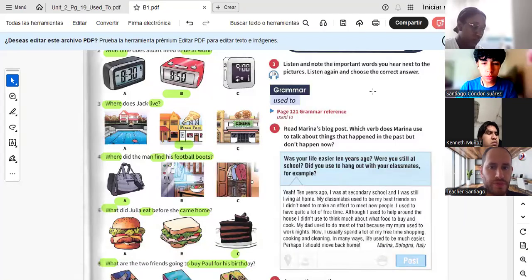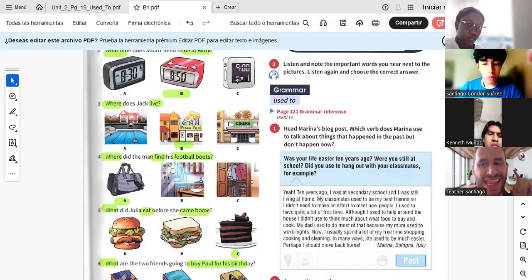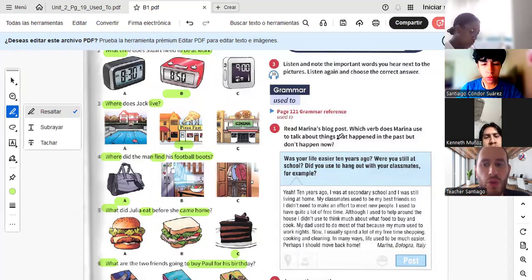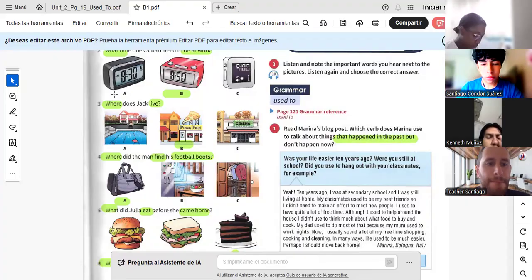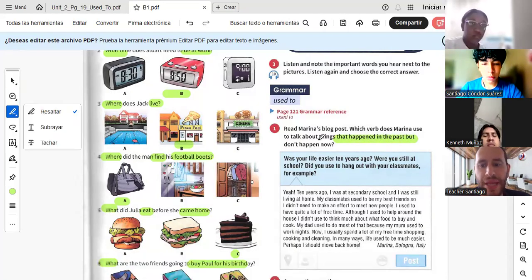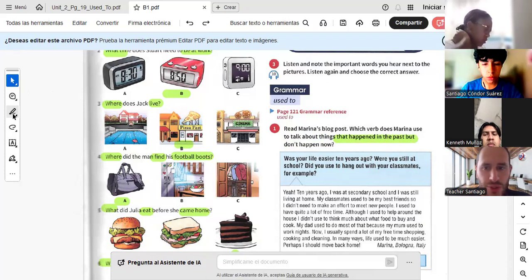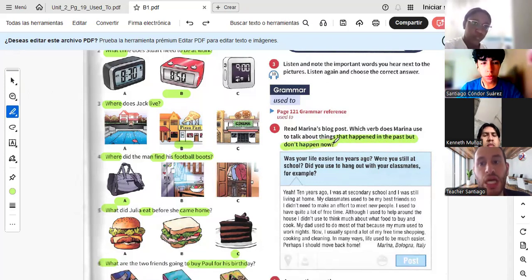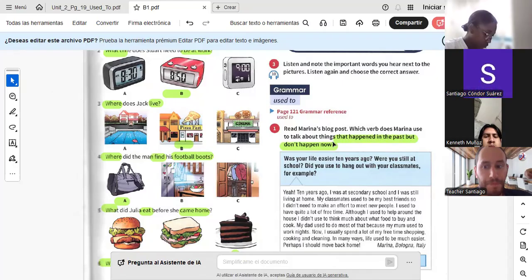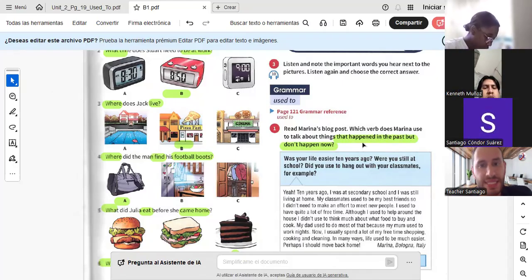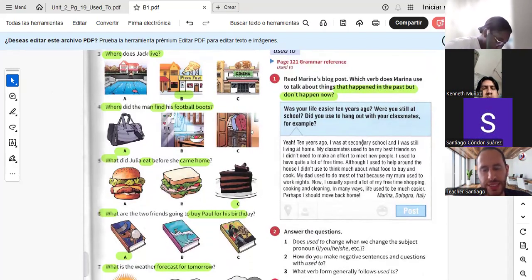So, used to. It says, read Mariana's blog post. Which word does Mariana use to talk about things that happened in the past, but don't happen now? This is a clue of used to. Happen in the past, but don't happen now. Used to. As Santi mentioned it, solía. Happen in the past, but doesn't happen now, okay? So we're going to see this as an example and then we see the explanation, okay?